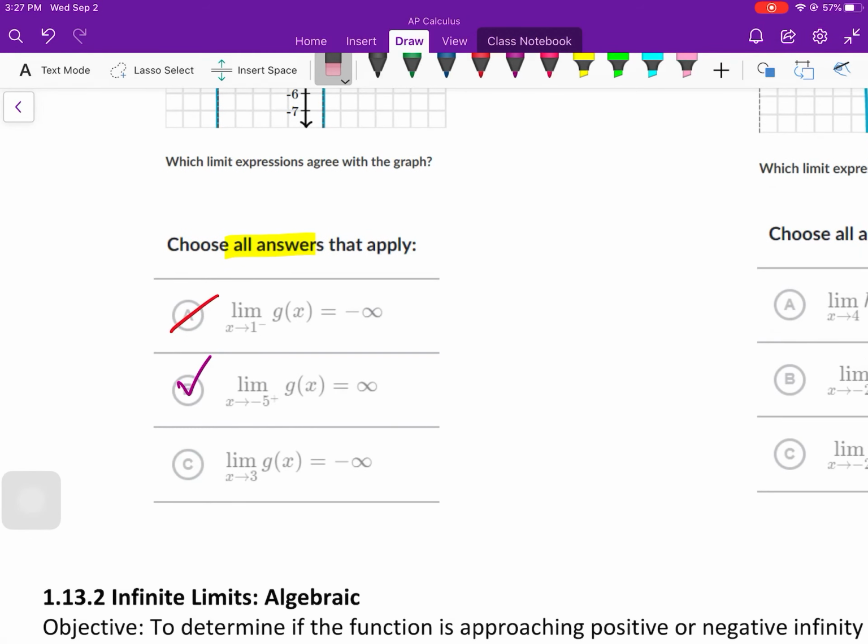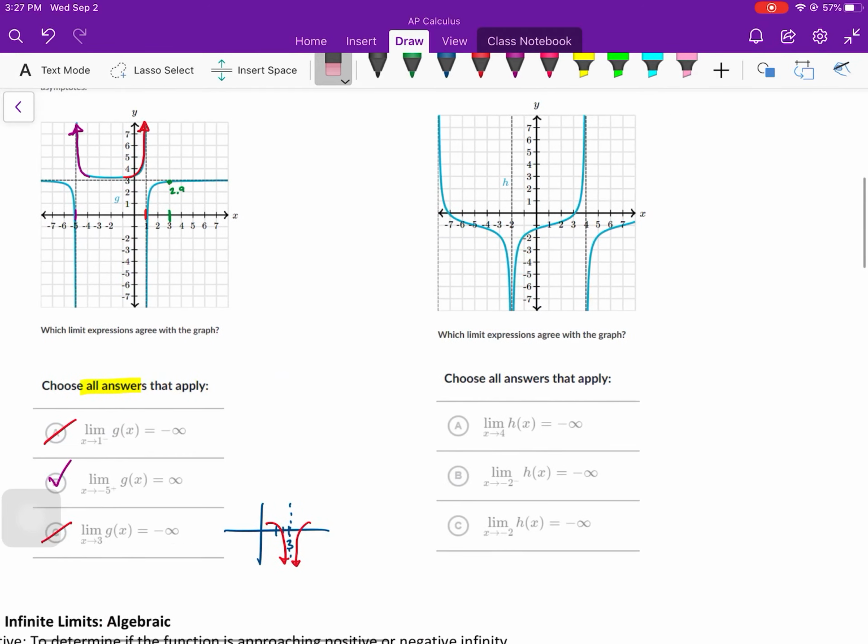So basically, if it doesn't specify left or right, it has to go to the same infinity. So like, let's just say an example. Let's just say this is 3 and we had a vertical asymptote there. If from both sides it's going to negative infinity, then we would check that like, okay, that one's good. But we didn't have that on this one.